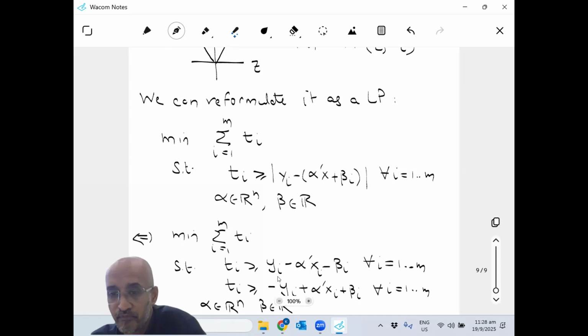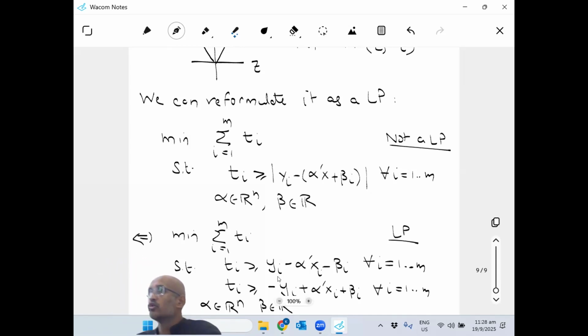So this is an LP. This is not an LP because of this part, but this is an LP. So we can write this problem as an LP. So if I have an algorithm for an LP, I can solve this problem basically.